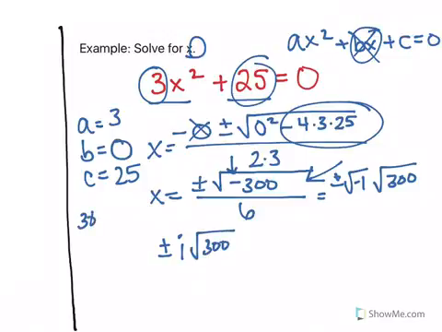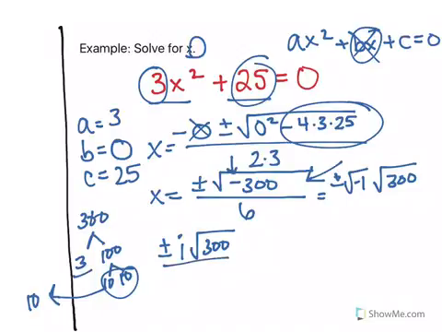We're going to factor 300. That's 3 times 100, and then this breaks down to 10 and 10. We've got a pair here, so we can pull out a 10, and we're going to leave 3 under the radical sign. So now we've got plus or minus 10i, because we pulled out a 10, times the square root of 3 divided by 6.